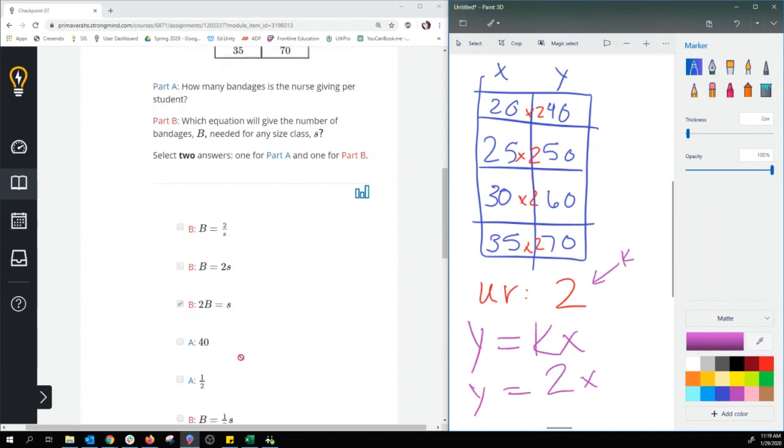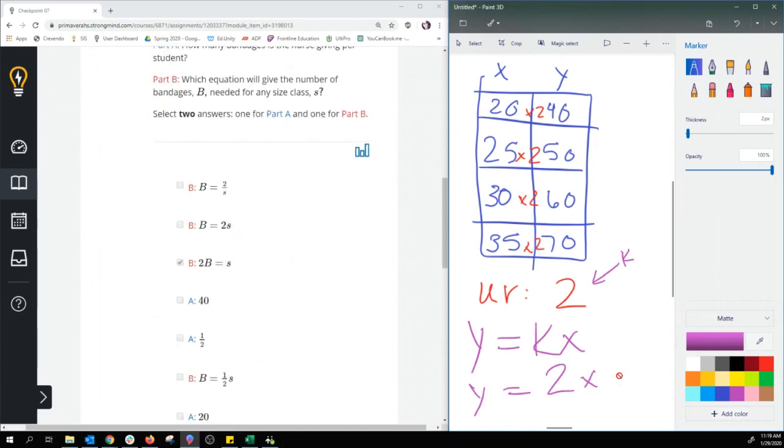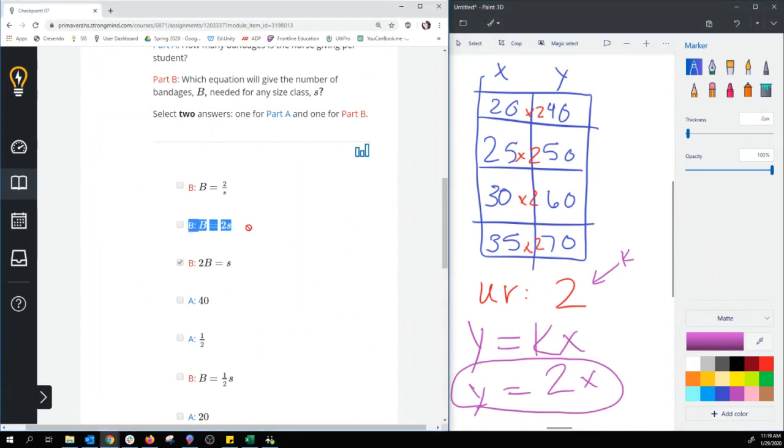And which one of these equations most resembles this equation here? Our variables are a little bit different, but the order of the numbers should match. So which one of those equations has the same order as y equals 2 times x? B equals 2 times s, exactly, yes. So this would be the equation that we want to pick for checkpoint 7. So close, yeah, very close.